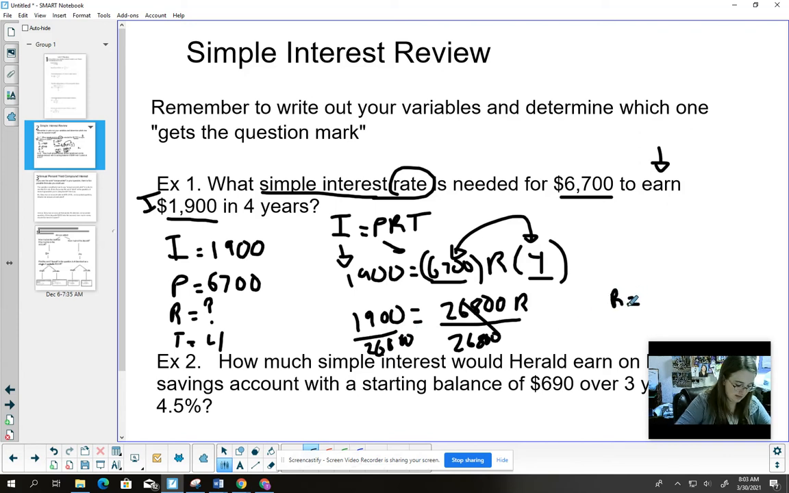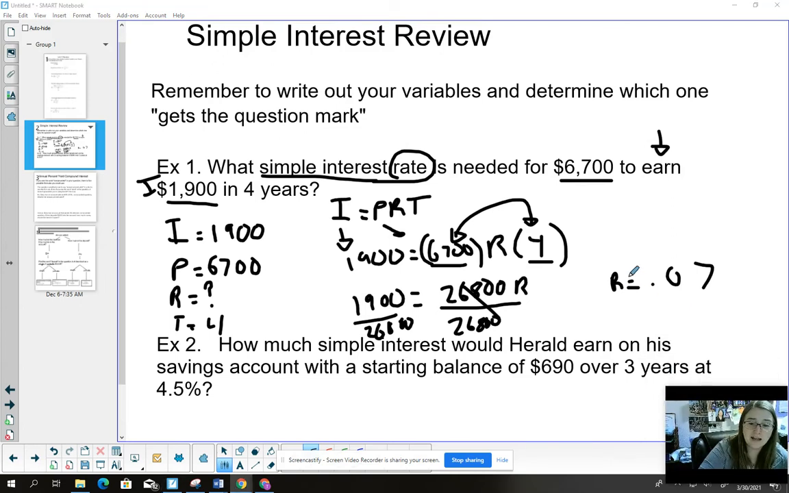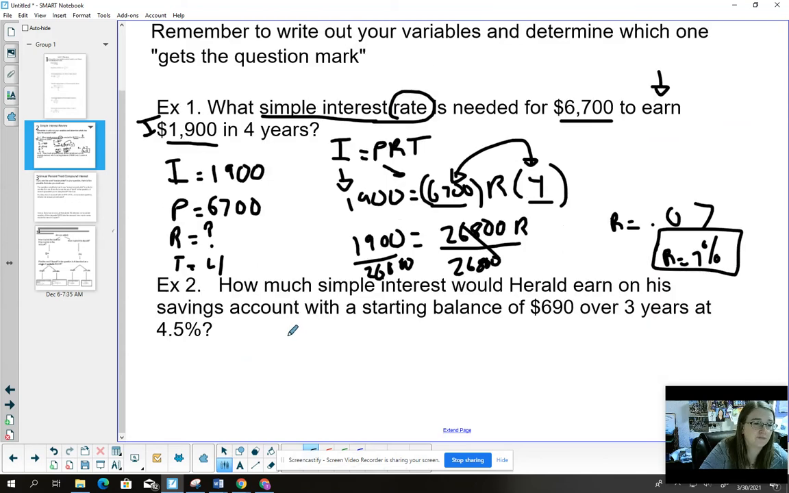R equals, I got 1,900 divided by 26,800. Okay, so again, this is 0.0708. But because it's a rate, 0.07 I will accept. However, this is 7% because R, again, is a percentage rate.